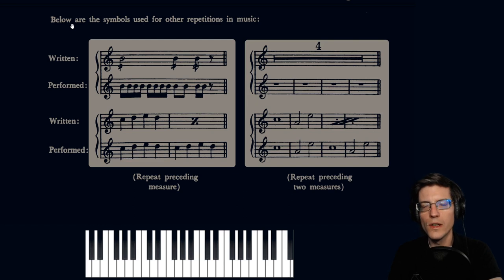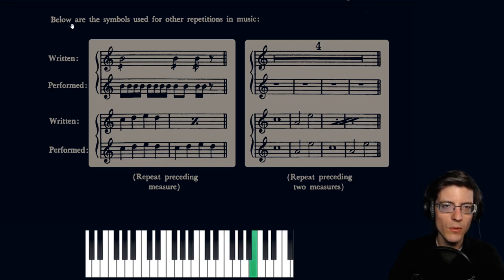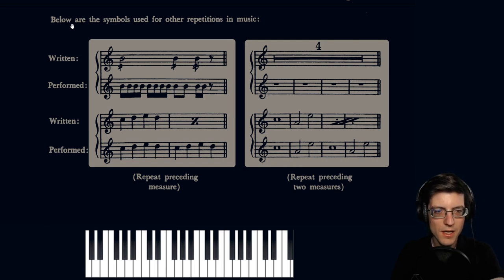So, 1 2 T 4 1 2 T 4. So our very first one, and then our second one: 1 and 2 and 1 and 2 and. And then our last one. All right, so those are the repeats.